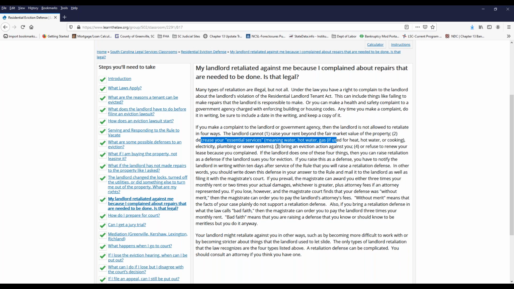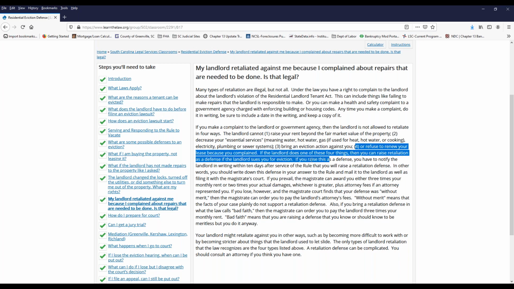electricity, plumbing, and sewer. The landlord cannot turn around and file to evict you unless the landlord has a legitimate independent reason to do so, such as non-payment of rent. That's something we see a fair amount. And they cannot refuse to renew your lease because you complain. There are limitations on the landlord's refusal to renew the lease. So if the landlord does one of those four things, you're allowed to raise retaliation as a defense.